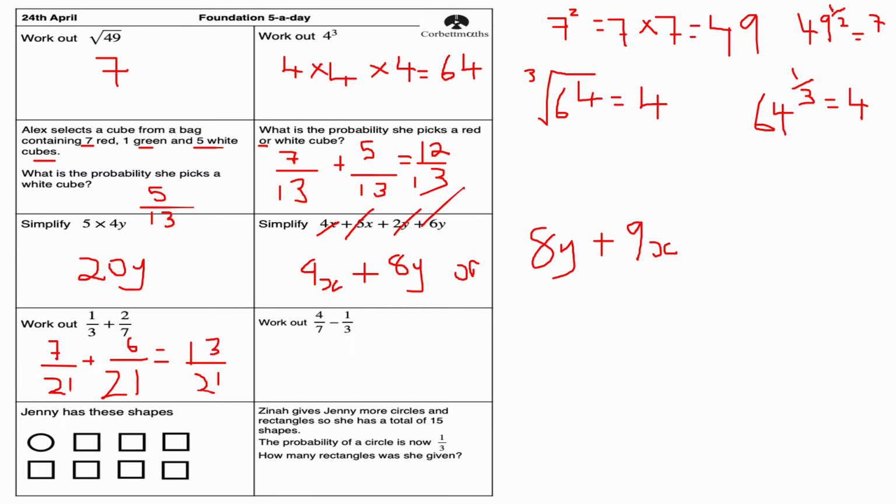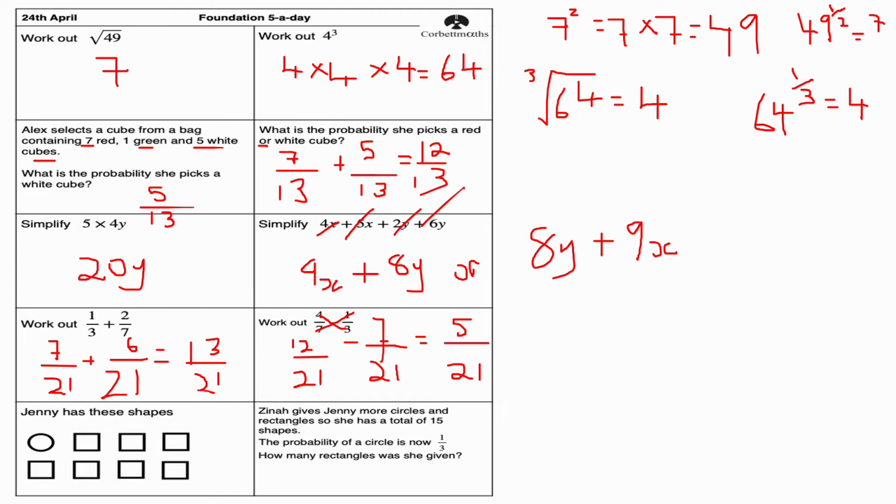Next one, subtracting fractions. Again, make it the same denominator by multiplying your two denominators together. That's not always the case, but if it helps, you can always multiply the bottom numbers together to work out a common multiple. 3 fours are 12, and 7 ones are 7. So cross multiply: that times that and that times that. 12 take away 7 is 5.